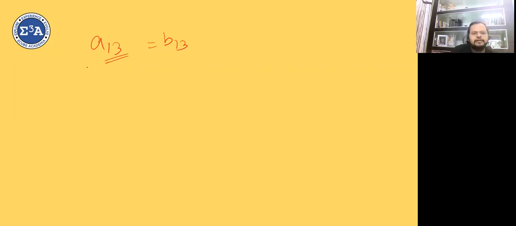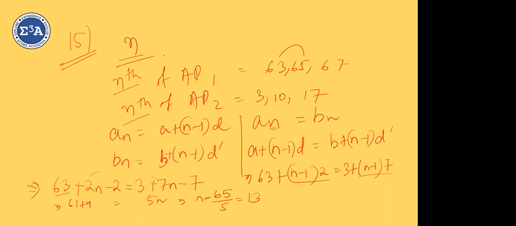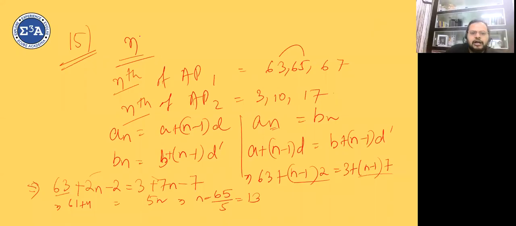Okay, hope that makes sense. Just a few more questions. I'll just explain it once again. We have to find out the value of n for which these two APs will have the same result. That is, the nth term will have the same result.